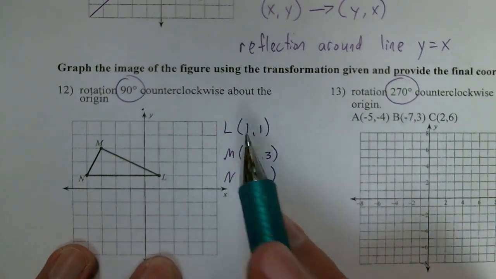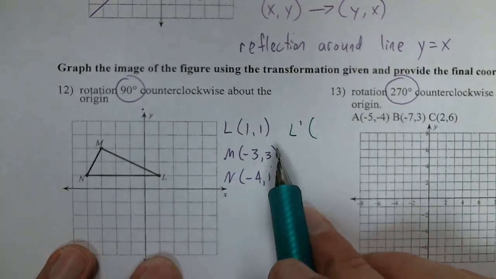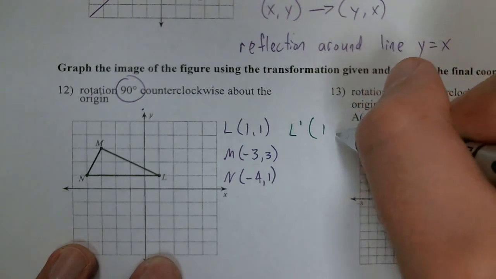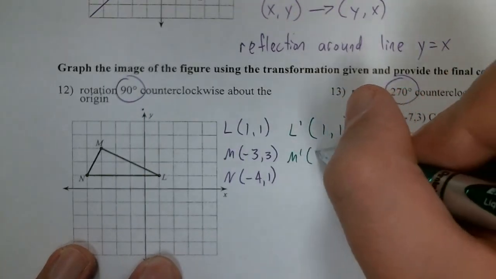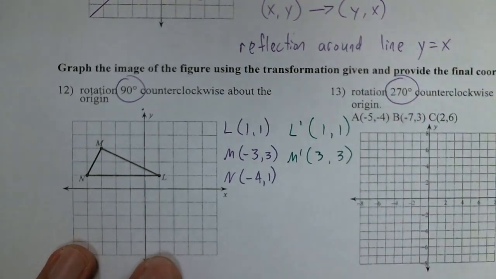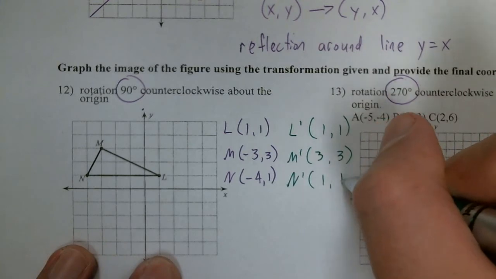Okay, I want you to switch the numbers. So L prime, and I'm gonna leave off the signs. When I switch this, it's still 1, 1. When I switch the m's, in this case, those first two don't really change. It's still 3, 3. But now when I switch the n's, it becomes 1 and a 4.